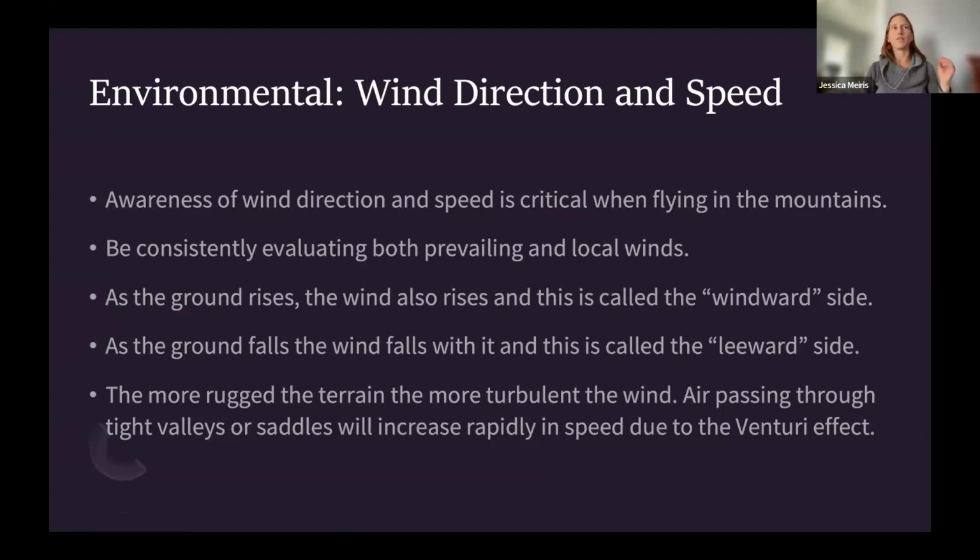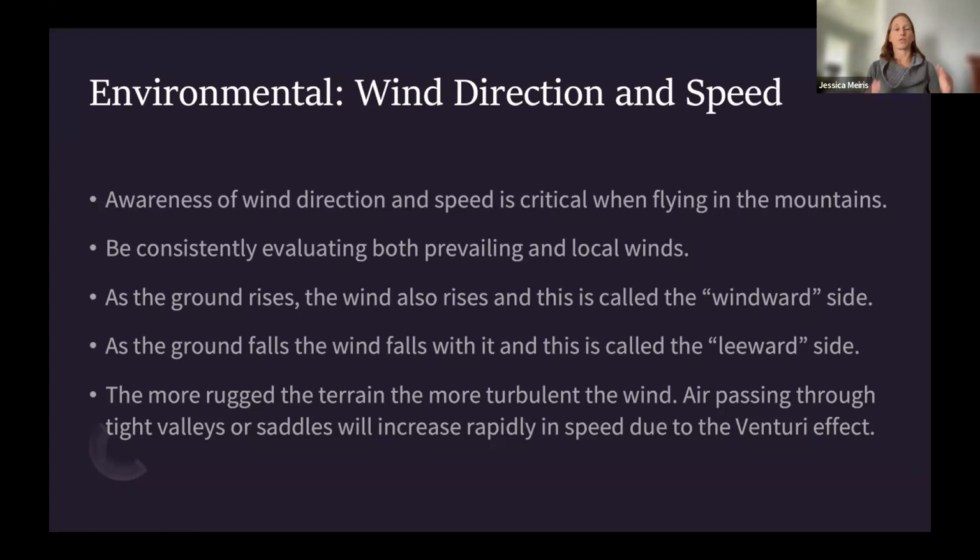And not only evaluating what's happening with prevailing winds, so doing your planning for the day, but also what can happen more locally. And what I mean by local is that particular valley or that particular ridge, and how that relates to your regional or your prevailing winds for the day that are constantly going to be shifting, especially the local winds. As the terrain starts to rise, the wind is going to follow that, and that's called the windward side of the terrain. As the ground starts to fall, going over a mountain or over a ridge, the wind's going to fall with it. That's the leeward or leeward, depending on where you're from, side of the mountains.